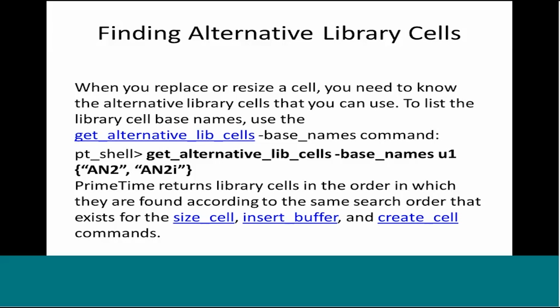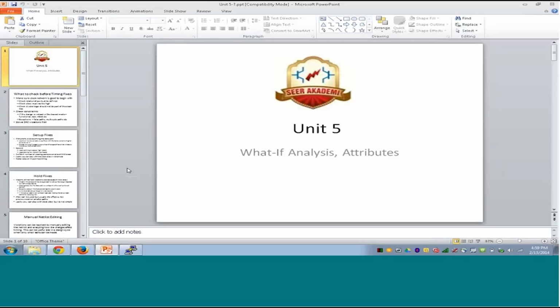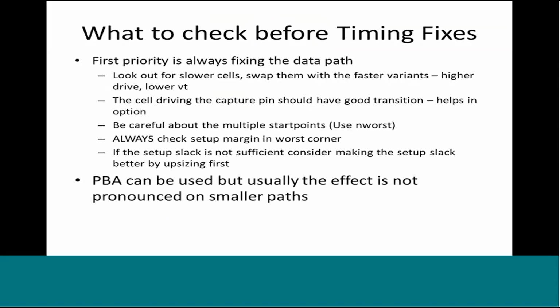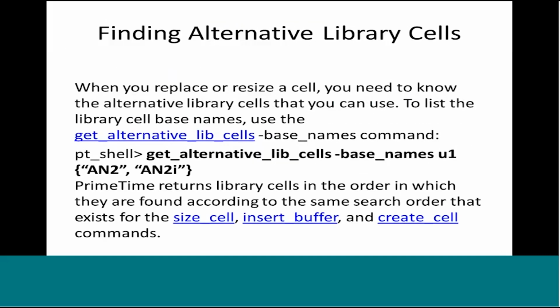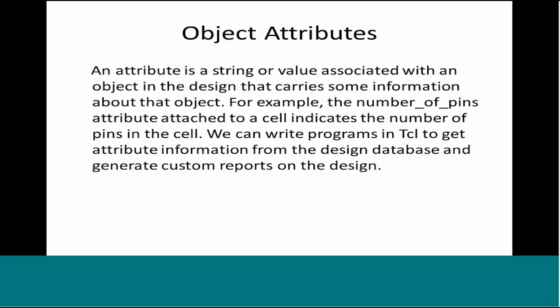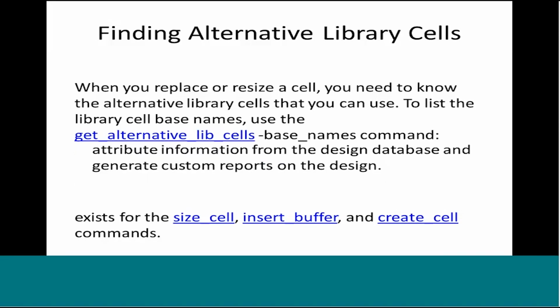If we want the alternative library cells of this particular instance U1, it gives us this complete list. It tells us that there are two cells called AN2 and AN2. So this was the theory of what is analysis. We will have some examples in the lab.